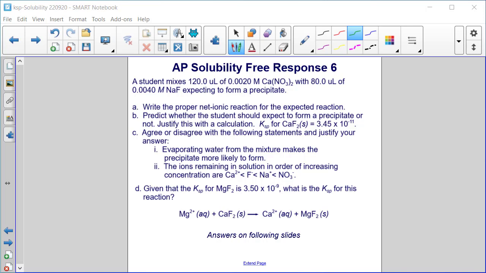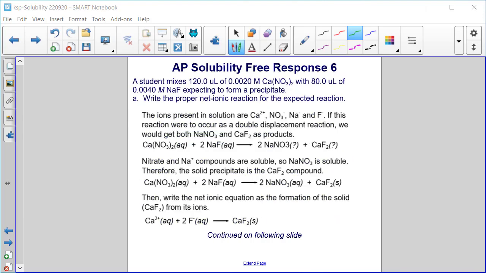C. Agree or disagree with the following statements and justify your answer. 1. Evaporating water from the mixture makes the precipitate more likely to form. 2. The ions remaining in solution in order of increasing concentration are calcium, fluoride, sodium, and then nitrate. D. Given that the Ksp for magnesium fluoride is 3.50 times 10 to the minus 9, what is the Ksp for the reaction given? Magnesium 2 plus ions plus calcium fluoride solid produces calcium 2 plus ions and magnesium fluoride solid.